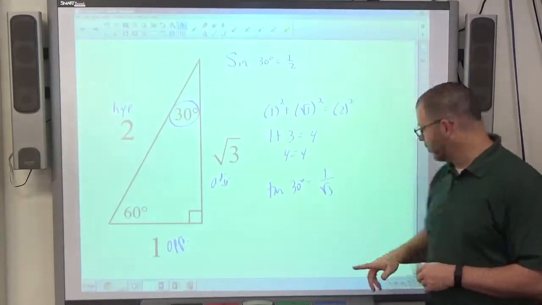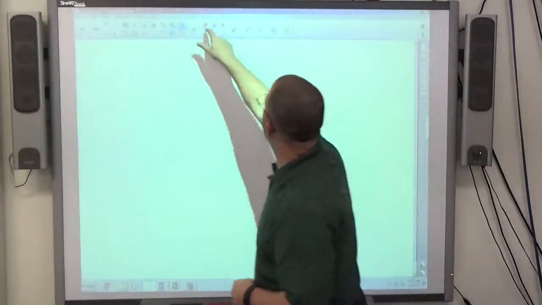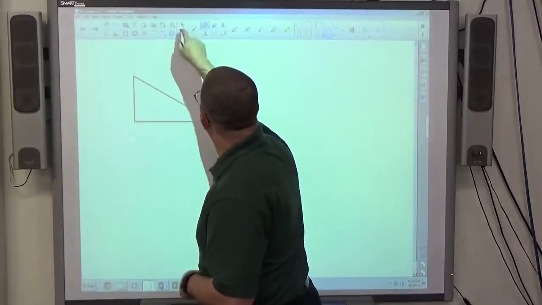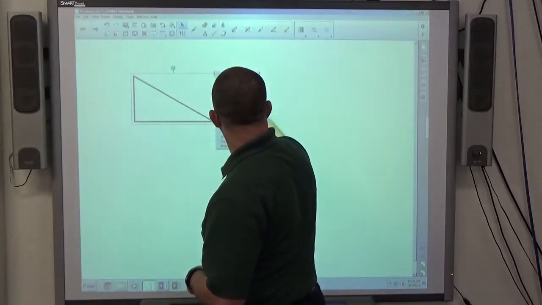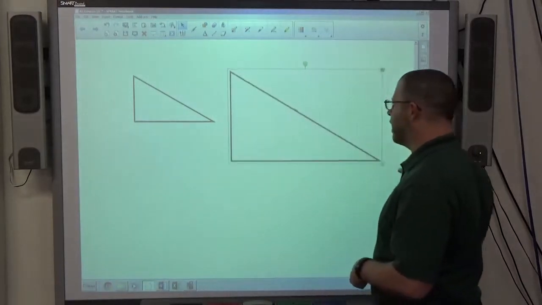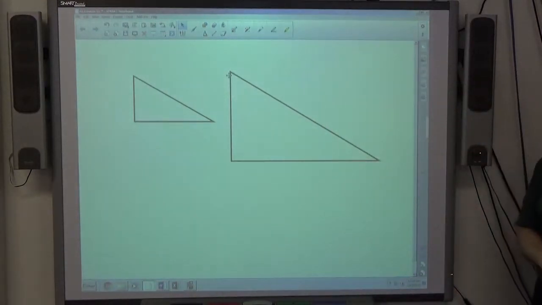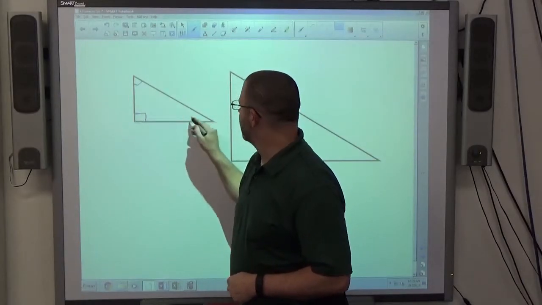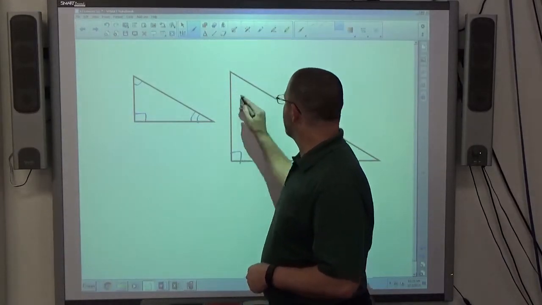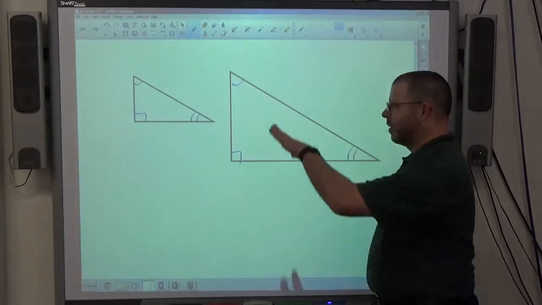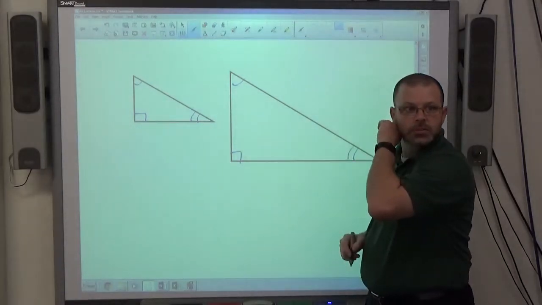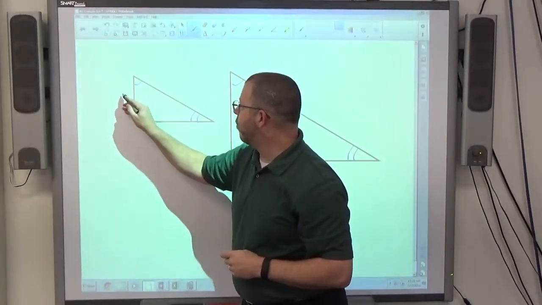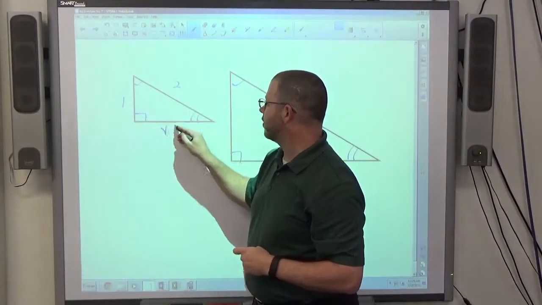Remember similar triangles, right? If I have triangle A, which is right here, and triangle B is right there, okay? And we know that this angle and this angle and this angle equal this angle and this angle and this angle, right? Angle, angle, angle, similarity. We know the sides are proportional. So let's say this is 1 and 2 and the square root of 3. Let's say that's what we have, right?